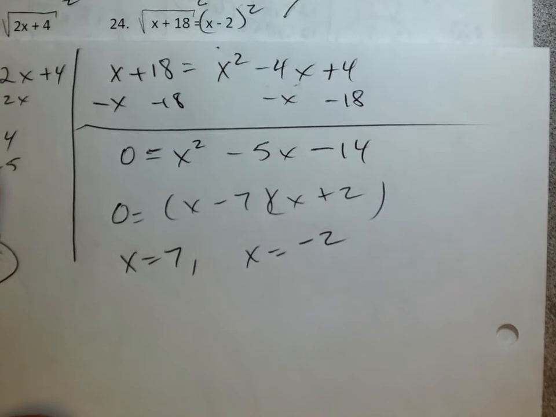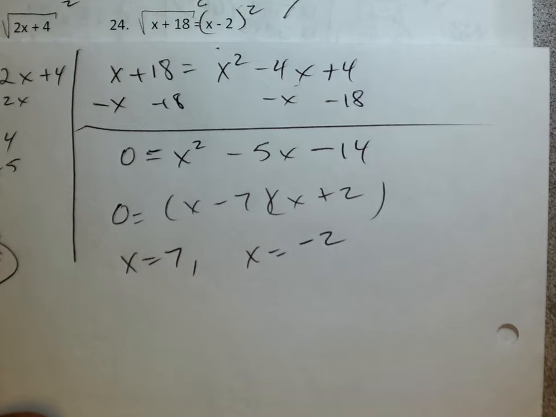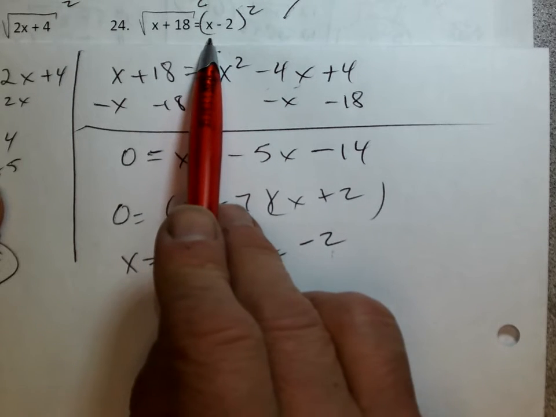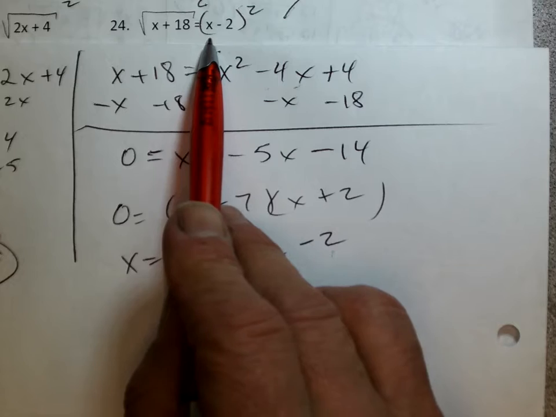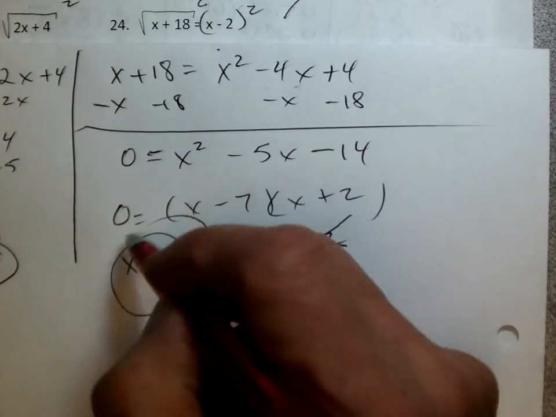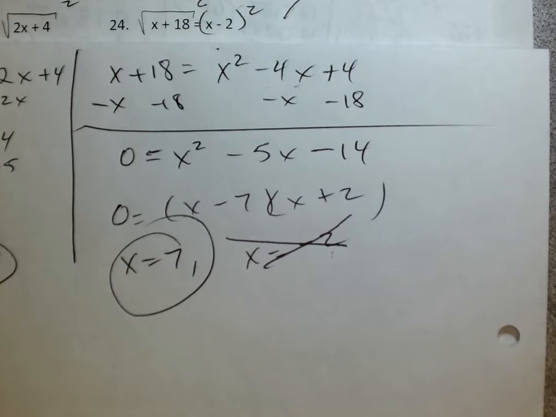Say wrong, Mr. Davies. No. What's wrong? Negative 2 doesn't work. You can't use a negative 2 because if you put the negative 2 in here, you get a square root equal to a negative value. It can't be, so we throw out the negative 2 and we just have the 7. Almost done, you guys. Almost done.